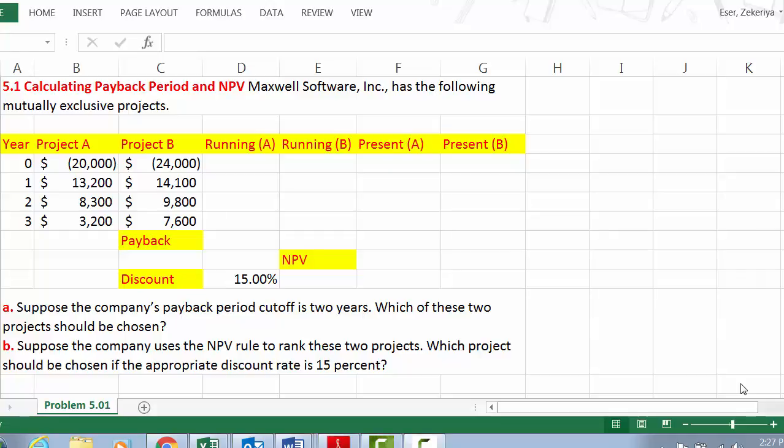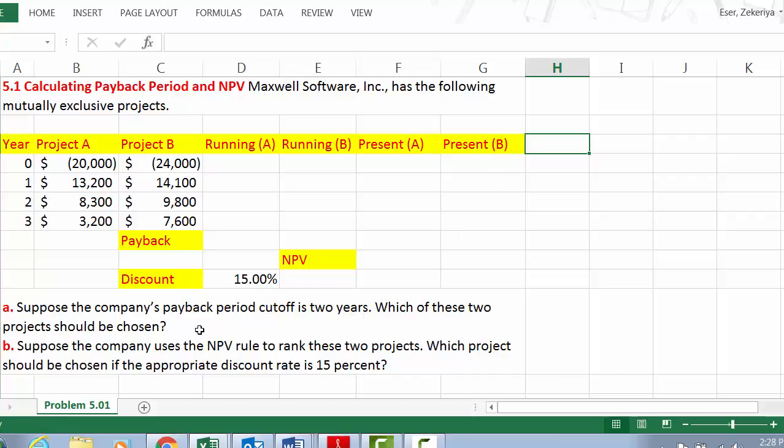In this problem, we have two mutually exclusive projects where the cash flows are given right here. Project A, investment 20,000, then we get all these cash flows. Project B, investment $24,000, and we get all the other cash flows. Mutually exclusive means we can accept either project A or project B or neither. We cannot accept them both.